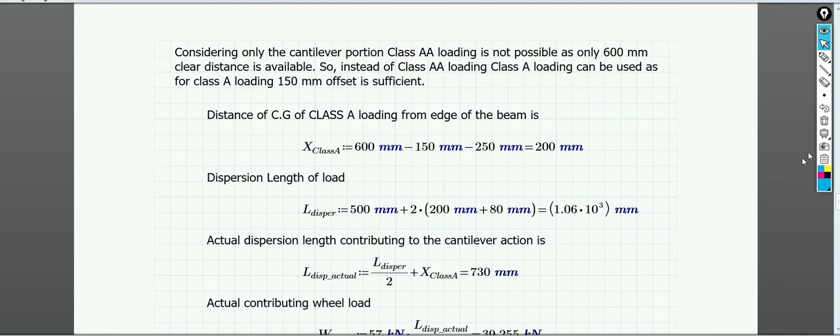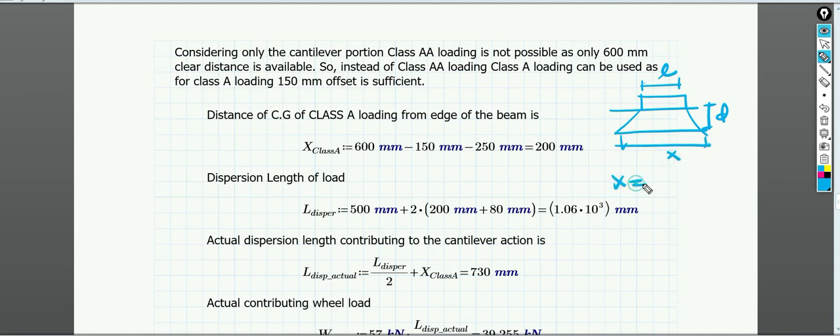The dispersion length can be calculated like this. Suppose we have this thickness and we have a loading over here, and this is L and the thickness is T. Then the total dispersion length, suppose this is X, then X can be given by L plus 2D, because this is also D and this will be also D. So L plus 2D will be the X. So that's the equation to be used.